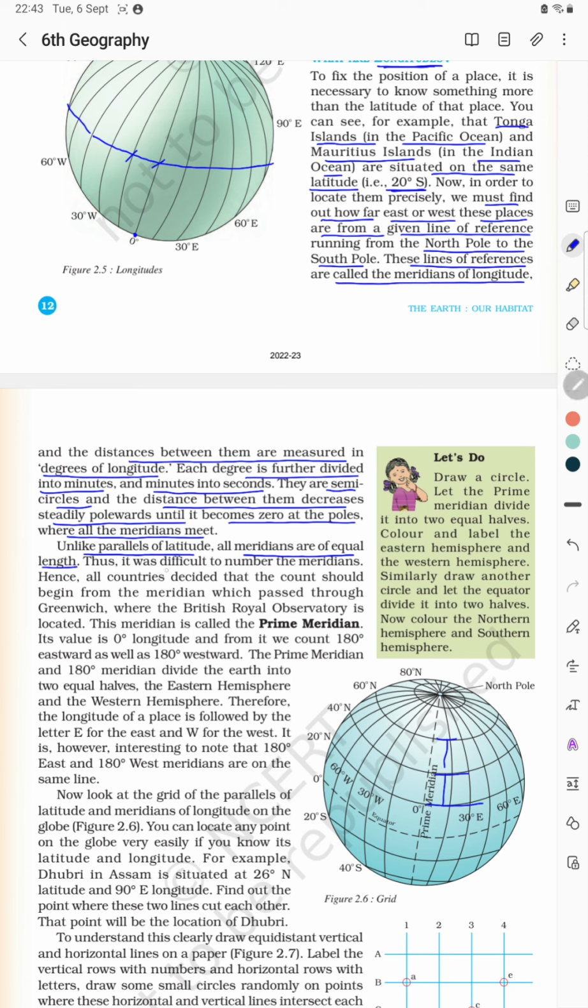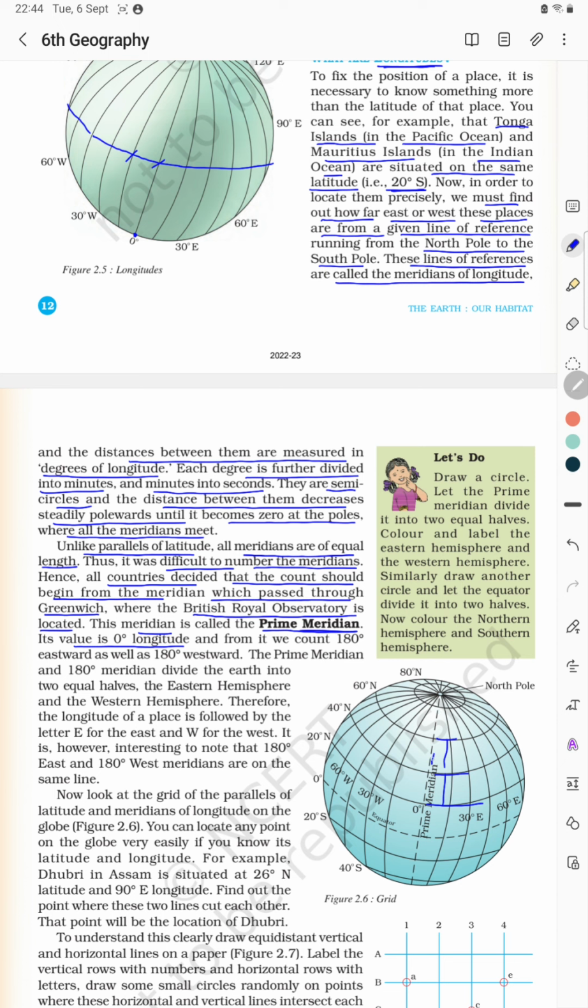Okay, so thus it was difficult to number the meridians. Hence all countries decided that the count should begin from the meridian which passed through Greenwich, where the British Royal Observatory is located. That meridian is called the prime meridian, and its value is 0° longitude.